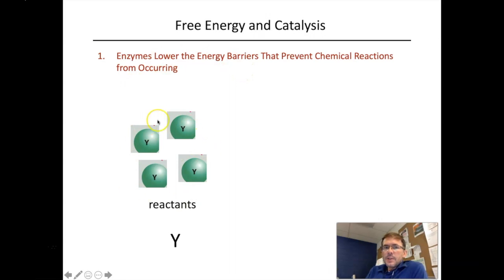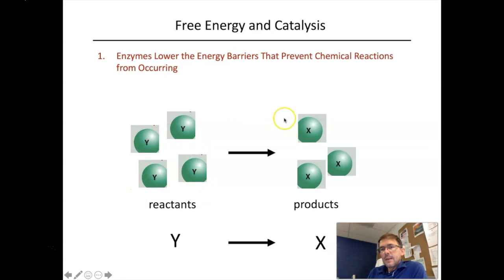So let's say there's a bunch of molecule Y and the cell requires X. Right? An enzyme can step in and make this biochemical reaction, right, taking these reactants and producing these products, more likely to occur. So in this case here, Y would be the substrate, right, and then X would be the product.